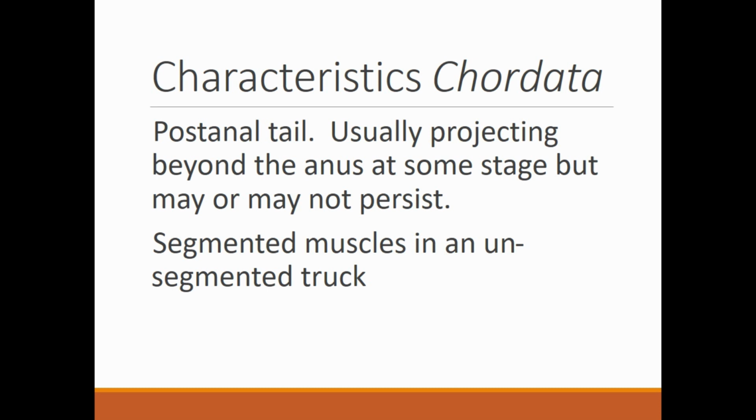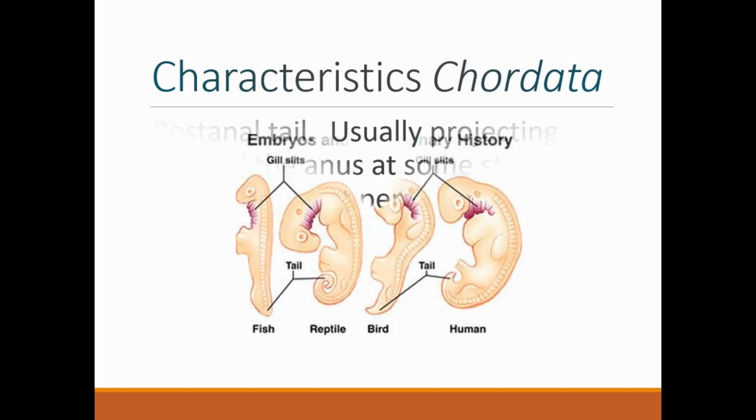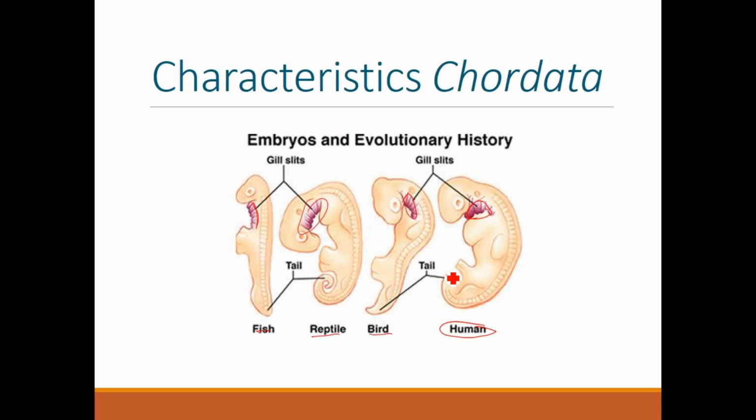We also have what is called a postanal tail, which means there is a tail that extends post or past the anus, usually projecting beyond the anus at some stage, but may or may not persist, which means, again, let's go back. Here we go. Look here. This human has a tail. All right. Now, this is going to be where the hind legs are going to develop, and as the human embryo grows, the body extends and kind of absorbs that tail and grows past it so that the tail is not visible.